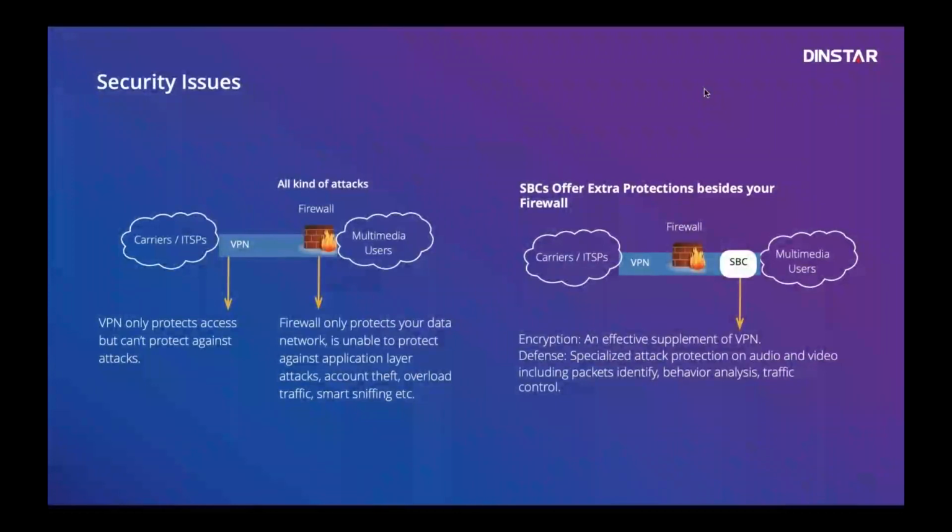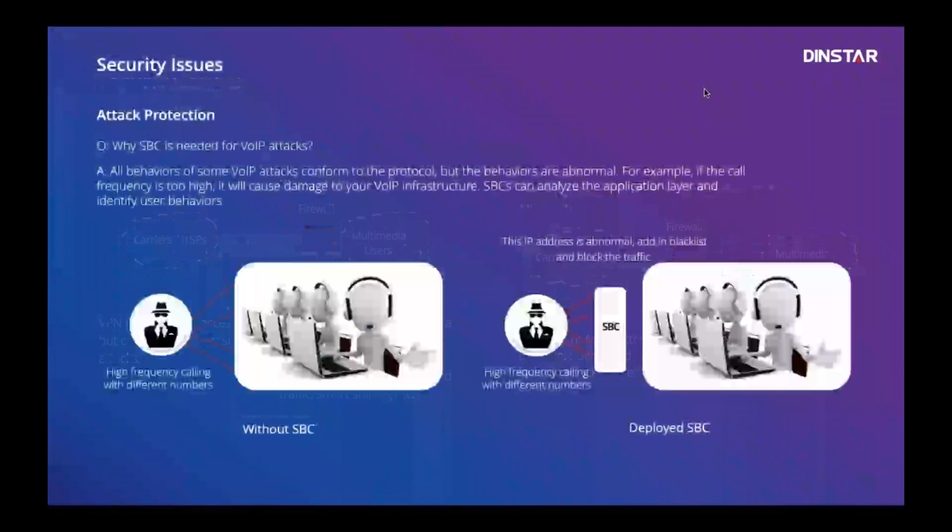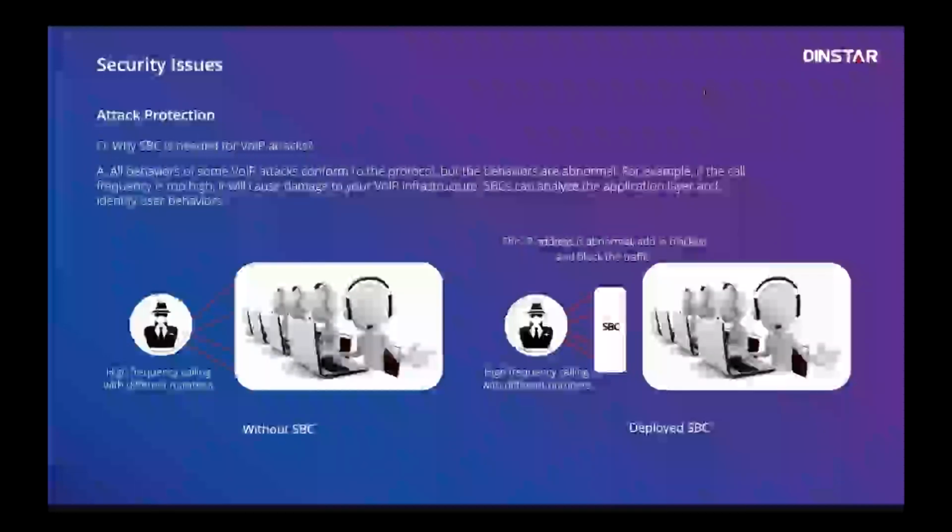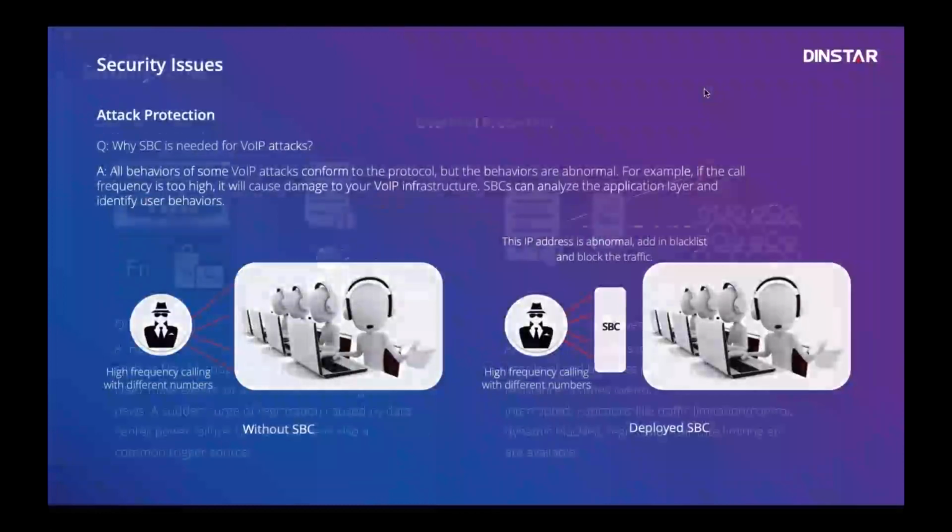Here, we will take a close look at two features. The first one, attack protection. All behaviors of some VoIP attacks conform to the protocol. There is no problem on the protocol, but the behavior is abnormal. For example, if the call frequency is too high, it will cause damage to your VoIP infrastructure. The firewall cannot help with this at all. However, SBC can analyze the application layer and identify user behaviors.